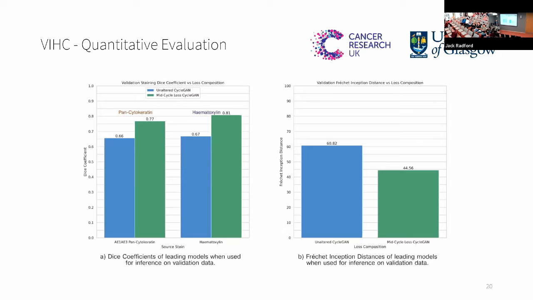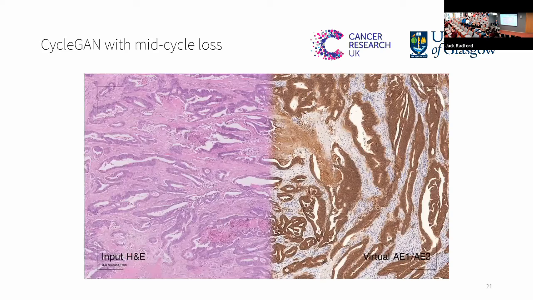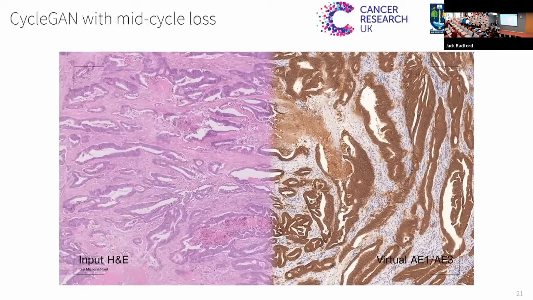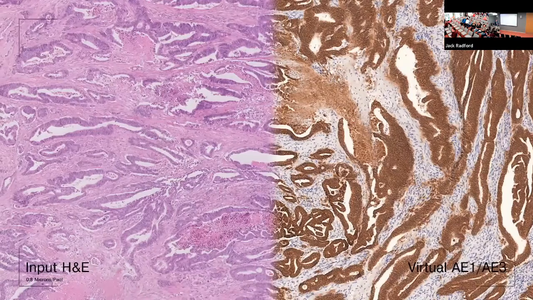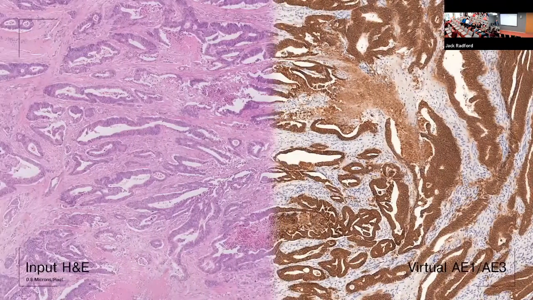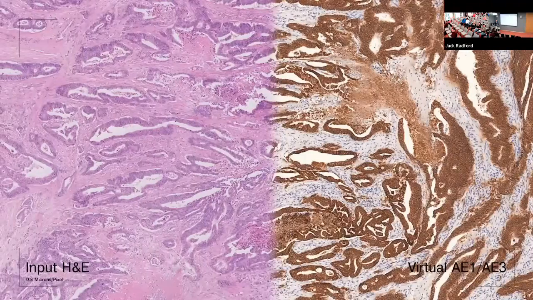And then you can also look at the realism of the image by evaluating the Gaussian inception distance. And we found that the mid-cycle loss makes images more realistic as well, obviously by improving that stain accuracy. So how does it look in application when you apply it to real slides? Well, here you can see one of our best performing models converting that H&E image into a virtual anti-keratin stain.